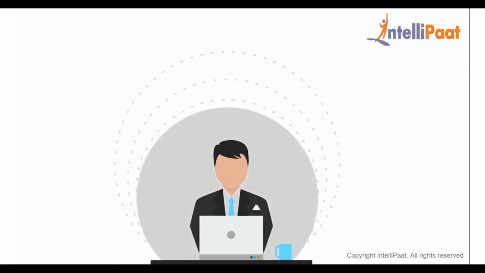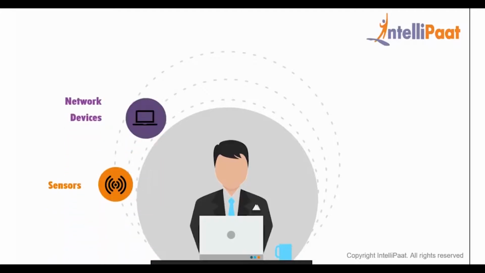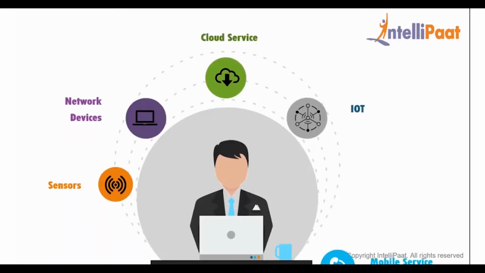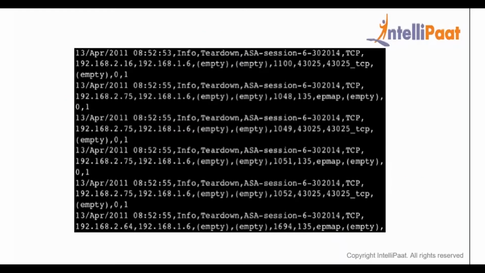Consider that you're working as a system administrator in some organization. In this organization, data can be generated from different sources, such as sensors, network devices, cloud services, Internet of Things, and mobile services. The data generated from these sources will be in the form of unstructured machine data. For example, machine data looks something like this. Let us say there's a failure on one of the systems and you have to find the solution for it. It will be very difficult for you to find out in which step exactly the hardware failed the program.